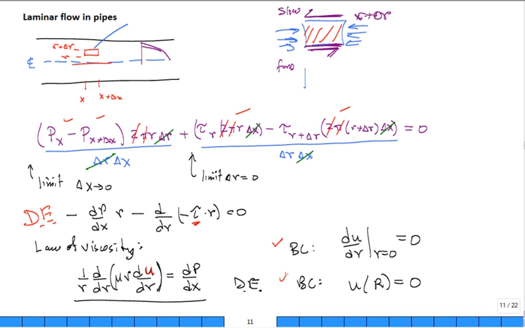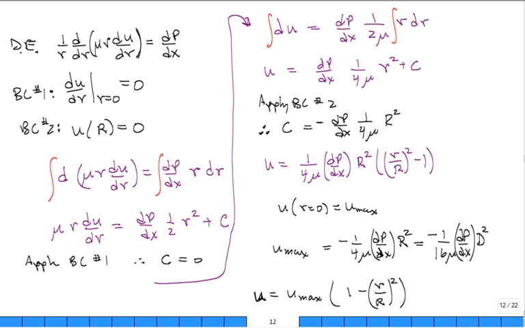Forget that I'm an engineer now. Pretend I'm a mathematician, and just solve that differential equation with two boundary conditions. You just separate, integrate, apply the constants of integration, and you get this velocity profile, which is what we already expected. It's a parabola. Where's the maximum speed? In the middle. Where does it go to zero? At capital R, the wall.